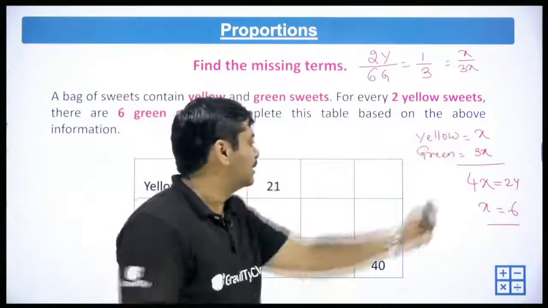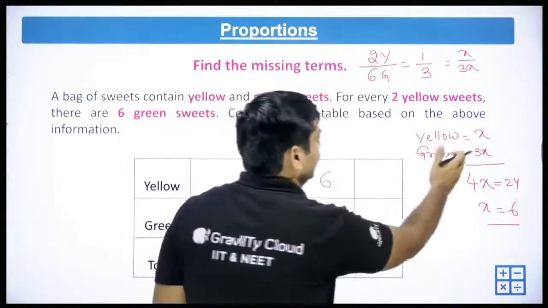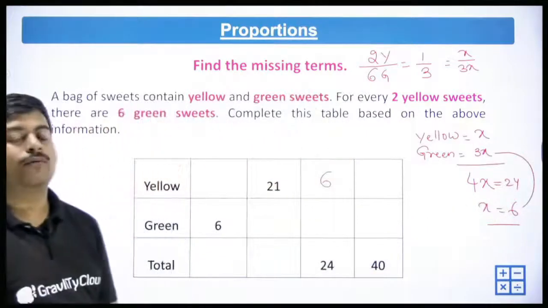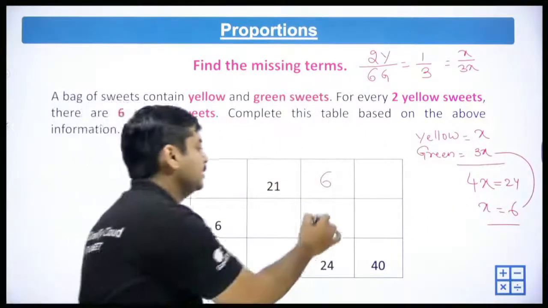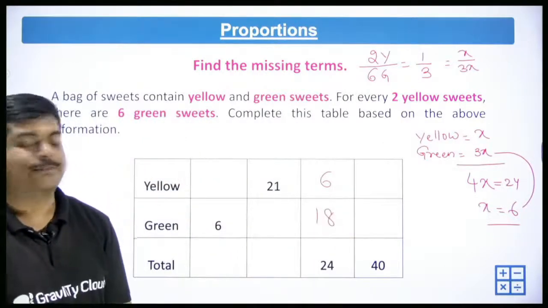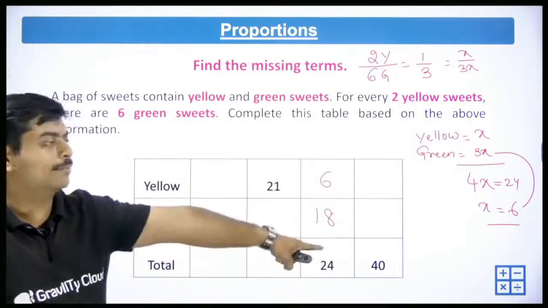So yellow is 6. Green is 3 times 6. 3 sixes are 18. So 6 plus 18 is 24. The same way for 40.